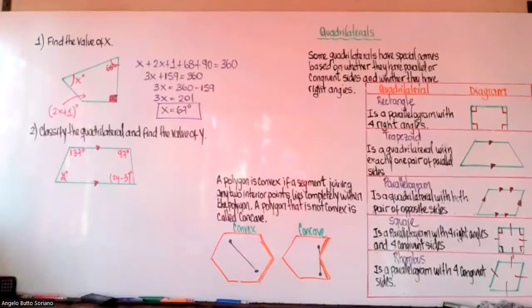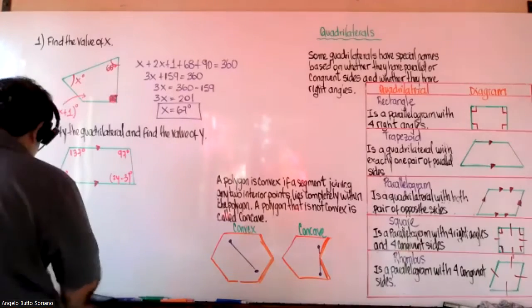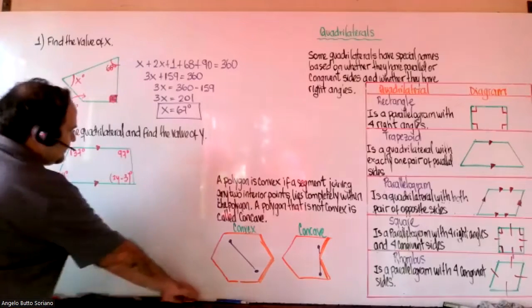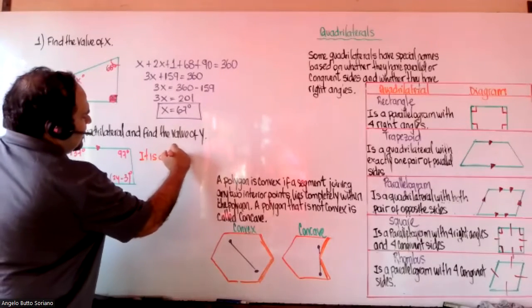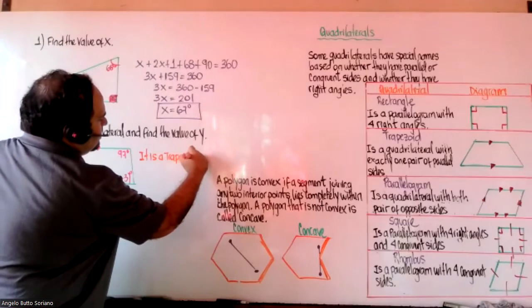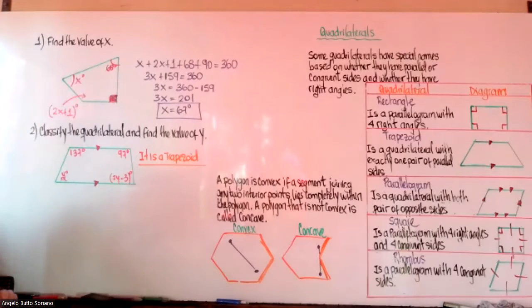Okay, guys, would you like to tell me at the beginning of the problem what kind of quadrilateral this one is? A trapezoid. That will be a trapezoid, because a trapezoid, remember, is a quadrilateral that has exactly one pair of parallel sides. Exactly, you're right. It is a trapezoid. I'm going to write this classification. It is a trapezoid. Es un trapezoide.